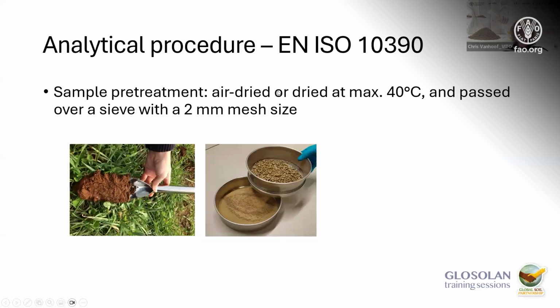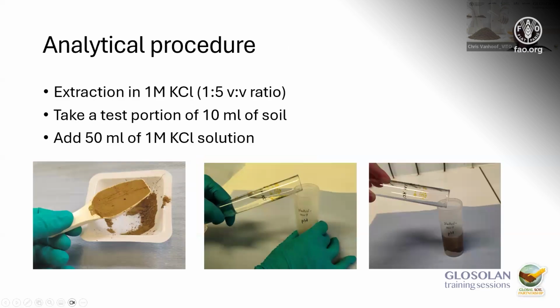First of all, we do a sample pre-treatment: air dried or dried at maximum 40 degrees C, and we pass the soil sample over a sieve with a 2 mm mesh size. This is the way we perform it, and you get a very tiny soil sample to analyze. Here you see the spoon that we have available where we can measure the 10 milliliter. We always work with a test portion of 10 milliliter of soil, and we know if we completely fill this spoon and scrape it off, then we have 10 milliliter of sample.